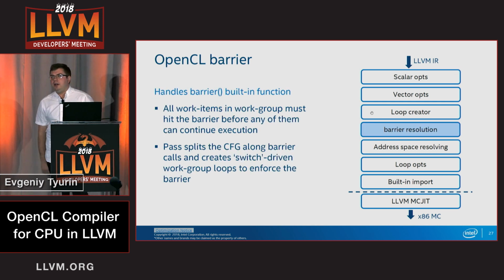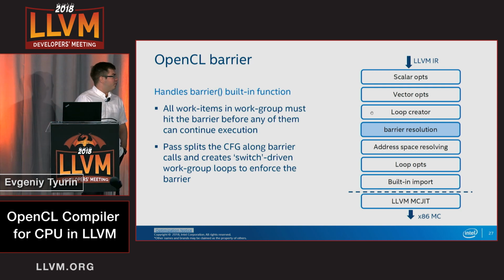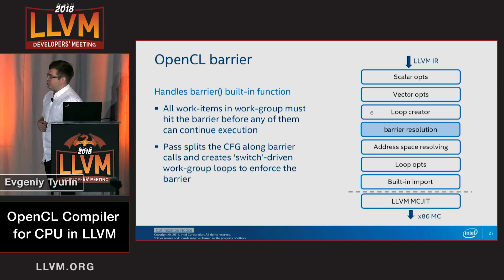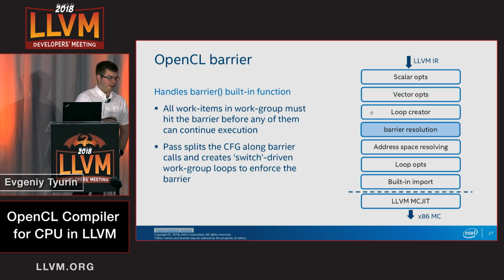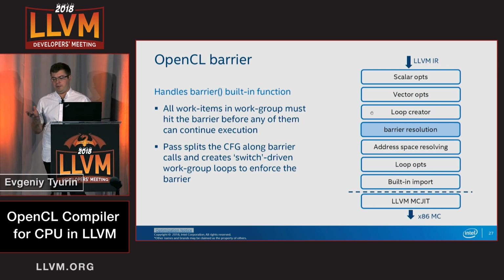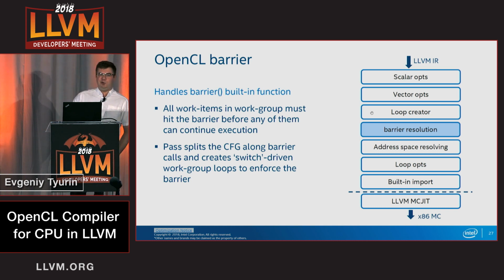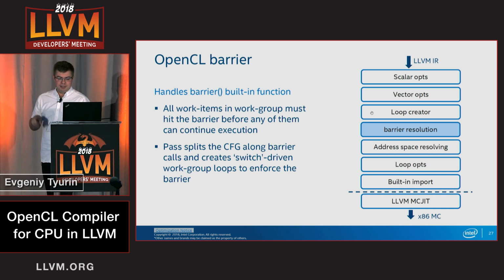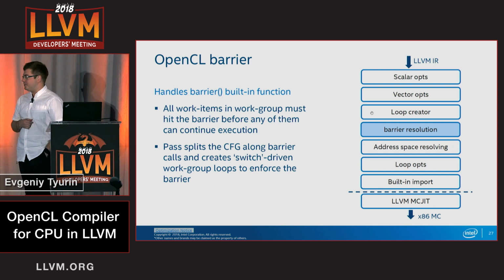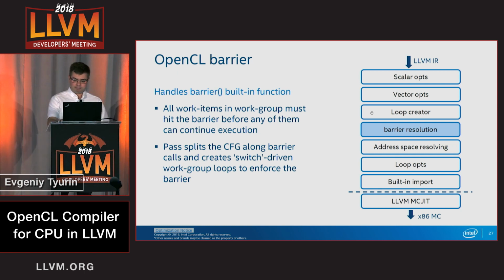Let's take a close look at how we can resolve barrier in OpenCL. Just to remind you all, barrier is an OpenCL built-in function that all work items within the work group must hit before any of them continue their execution. Simply put, this barrier splits the control flow along the barrier calls and creates a go-to and switch-driven state machine in order to enforce the barrier semantics.